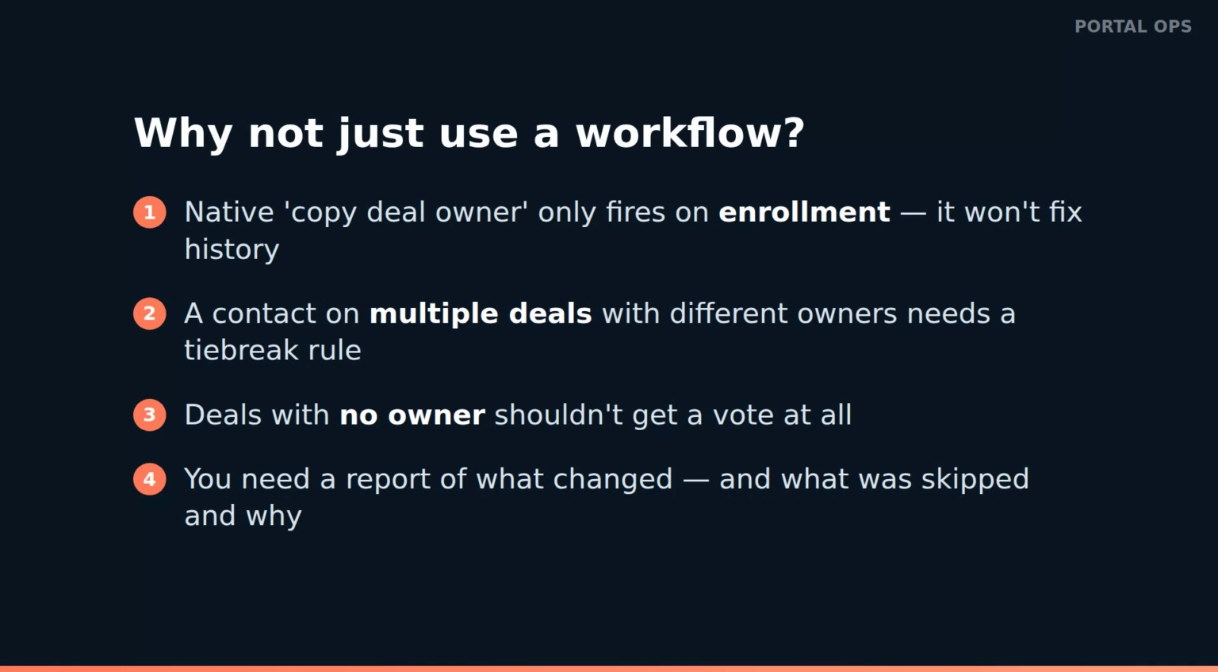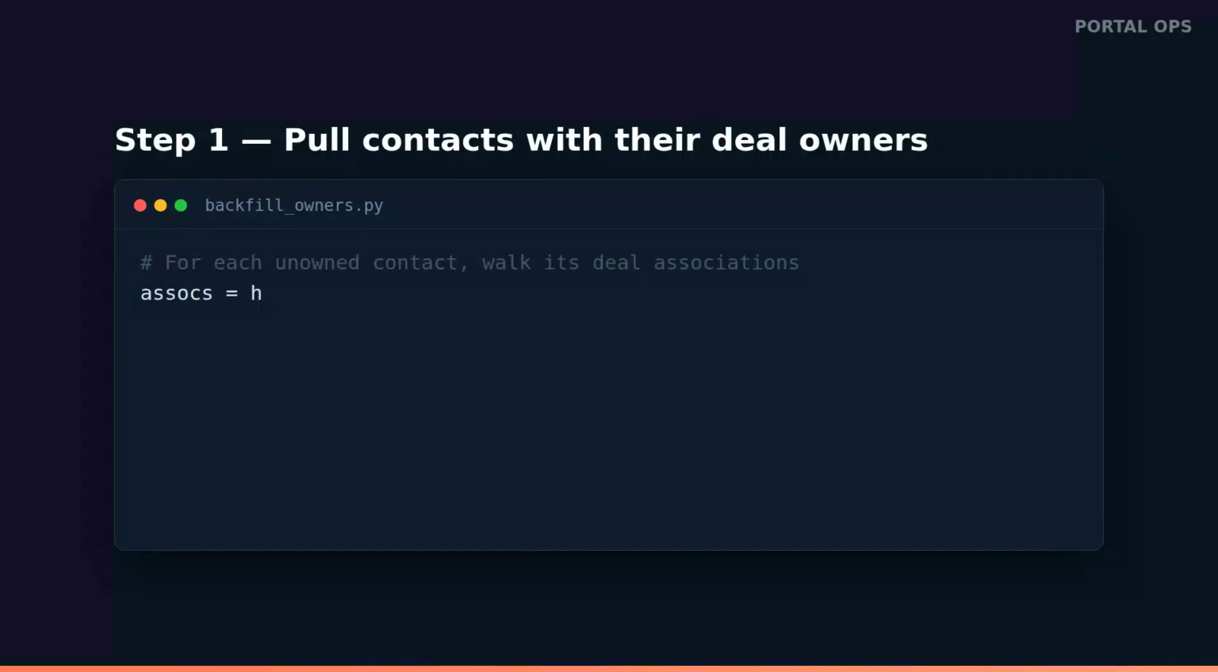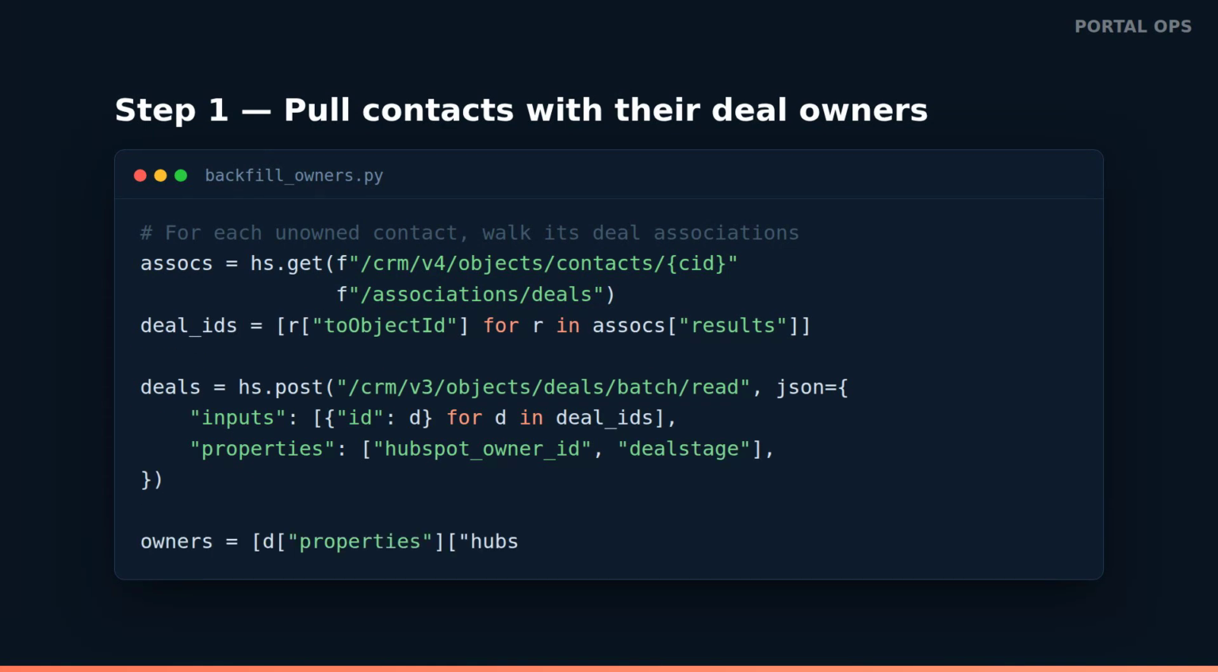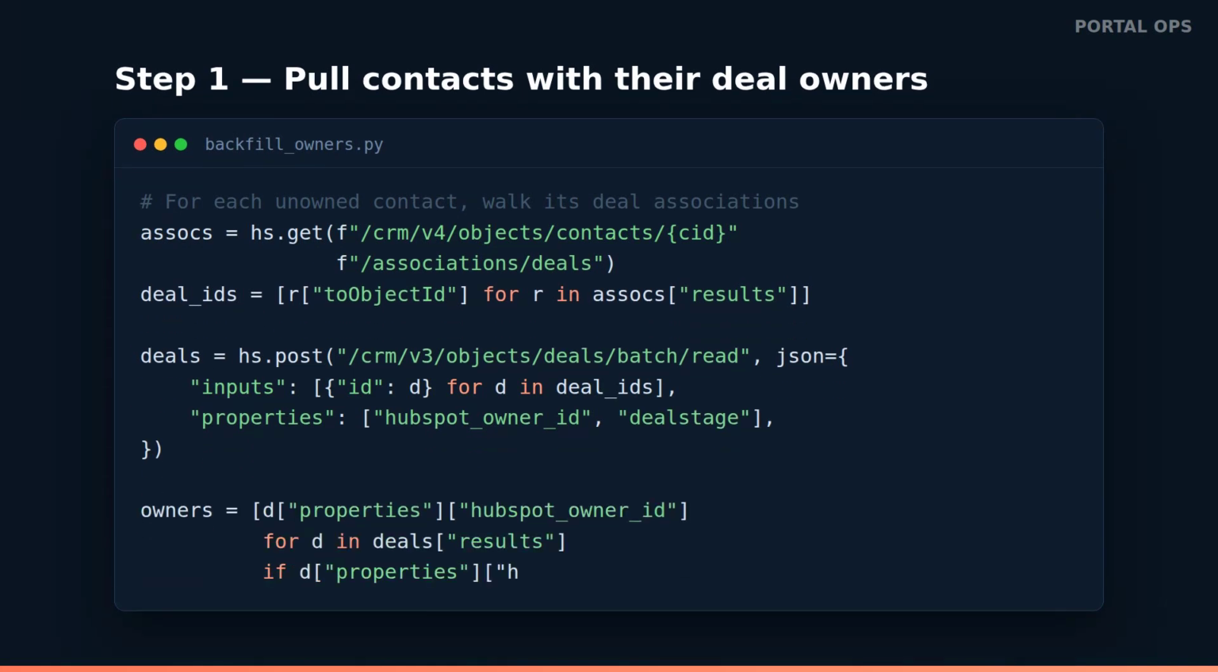So, script. Step 1. For every unowned contact, walk its deal associations with the V4 associations endpoint. Then batch read those deals, pulling just 2 properties, the owner and the deal stage. Notice the filter on the last line. Deals whose owner field is empty simply don't get a vote. This matters more than it looks. In real portals, plenty of old deals are themselves unowned. And if you let nulls vote, nobody wins ties it should never even enter.